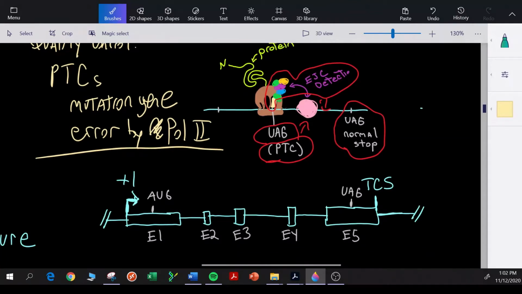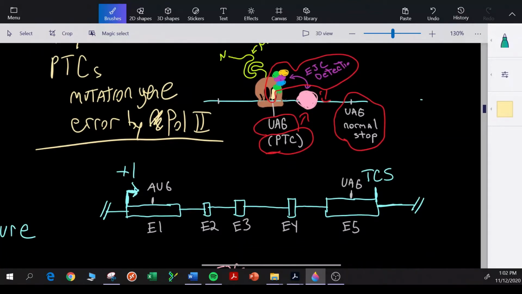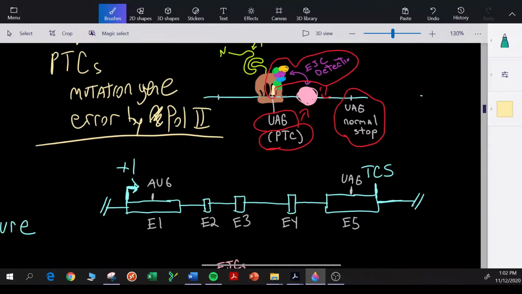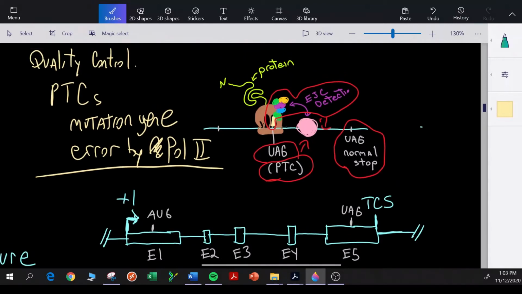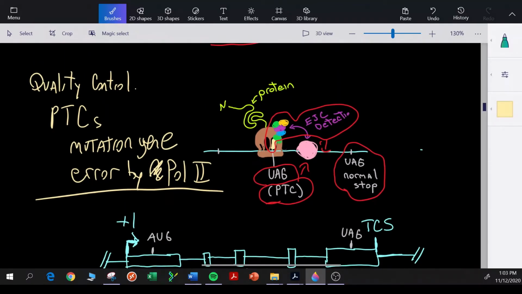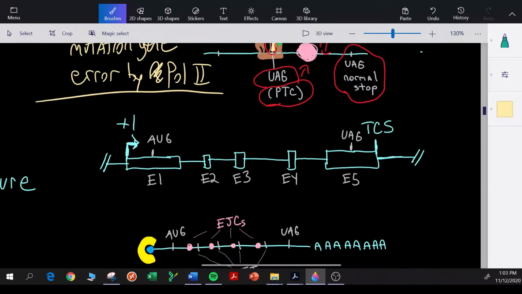And I believe in the last video I went over an example of how a truncated protein could cause some pretty big problems for the cell. So that's how nonsense mediated decay works. It's thought to be a quality control mechanism. And why does it work?